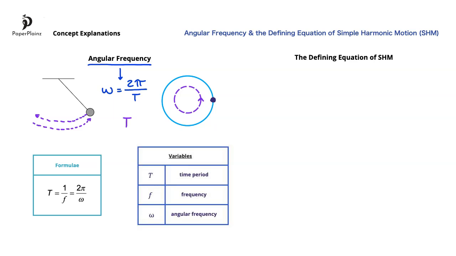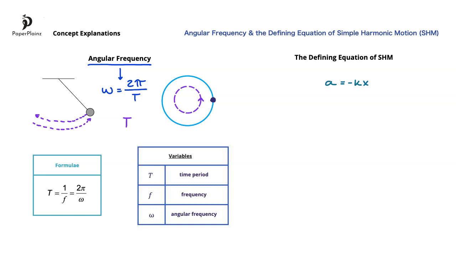Now that we have learned about angular frequency, let's move on to the defining equation of simple harmonic motion. In the video about simple harmonic motion, we learned that the acceleration of an object oscillating with simple harmonic motion is proportional and opposite to the displacement. We express this relationship as a, so acceleration, equals negative k times x. Here k is a constant, x is displacement, and the negative sign shows that the acceleration and the displacement are always in opposite directions.